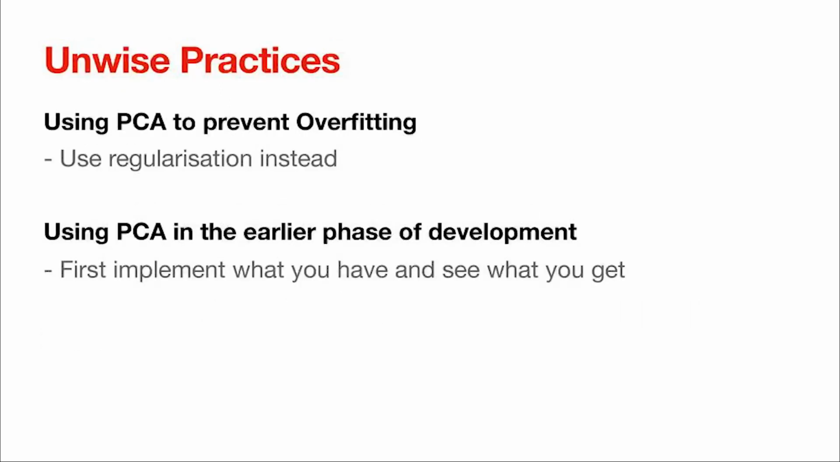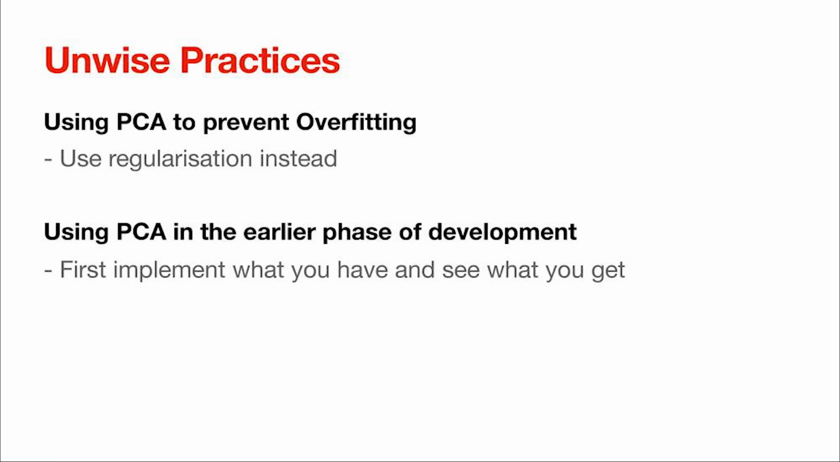Now there are some unwise practices. As you know, PCA can reduce the number of features. Sometimes when you have too many features, or in other words, when you have too few training examples, you end up overfitting. Instead of trying to counter that problem directly, people implement PCA and reduce the number of features so that they can address the overfitting problem. This is not recommended. You may get the results you want, you may not, but this is not generally recommended. I would recommend that you use regularization instead, because your problem is overfitting.